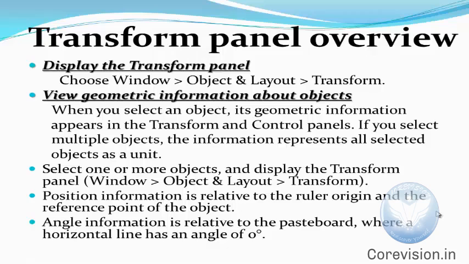When you select an object, its geometric information appears in the transform and control panels. If you select multiple objects, the information represents all selected objects as a unit. Select one or more objects and display the transform panel. Position information is relative to the ruler origin and the reference point of the object. Angle information is relative to the pasteboard, where a horizontal line has an angle of 0 degrees.